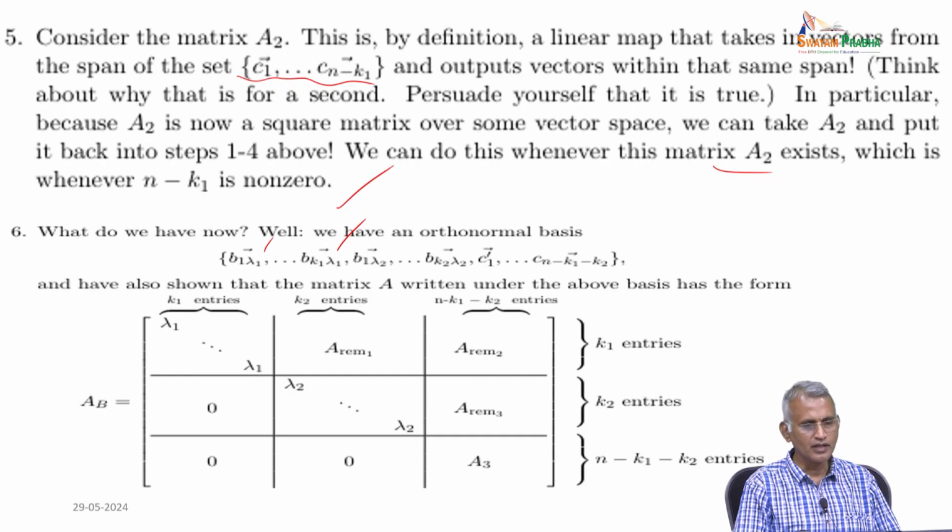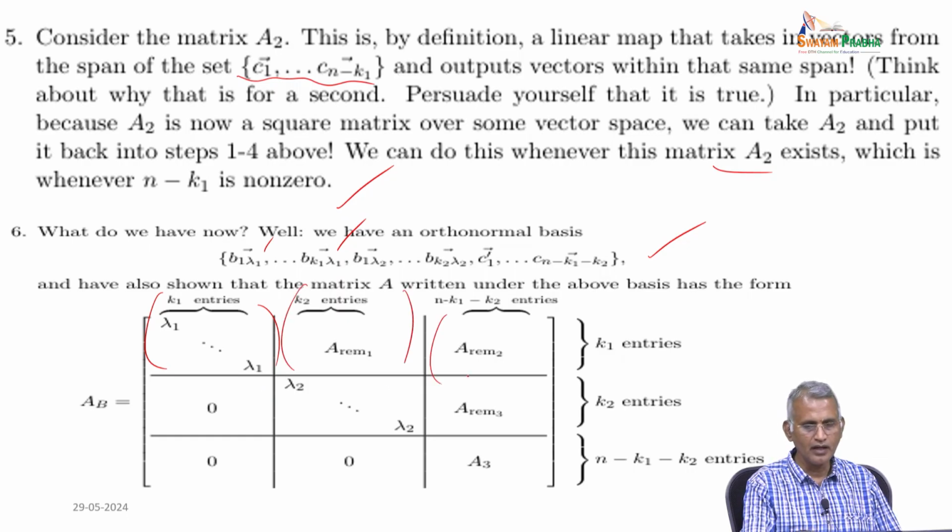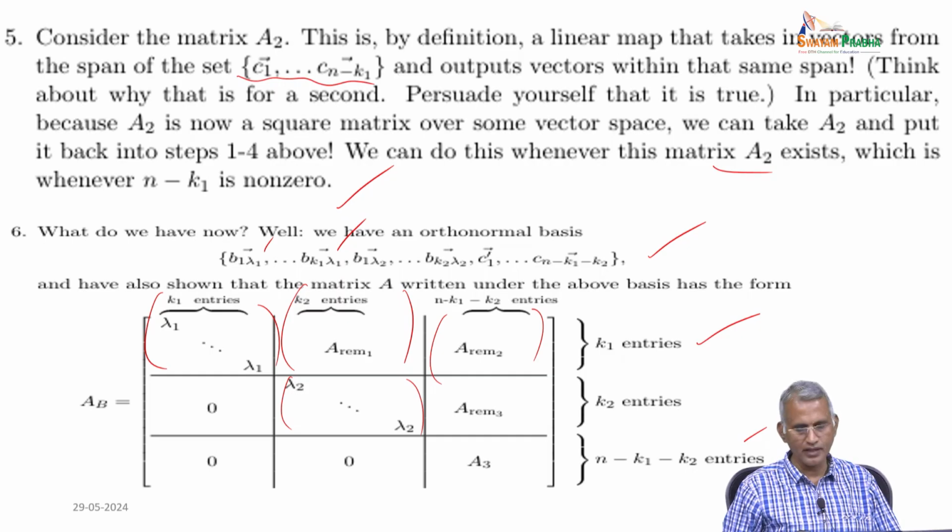We have shown that the matrix A under the above basis has the following form: the first block has eigenvalue lambda 1 repeated k1 times, with zeros below the diagonal; the second block starts with lambda 2 repeated k2 times, with zeros below the diagonal, and the remaining n minus k1 minus k2 entries. This is the generalized form of the matrix.